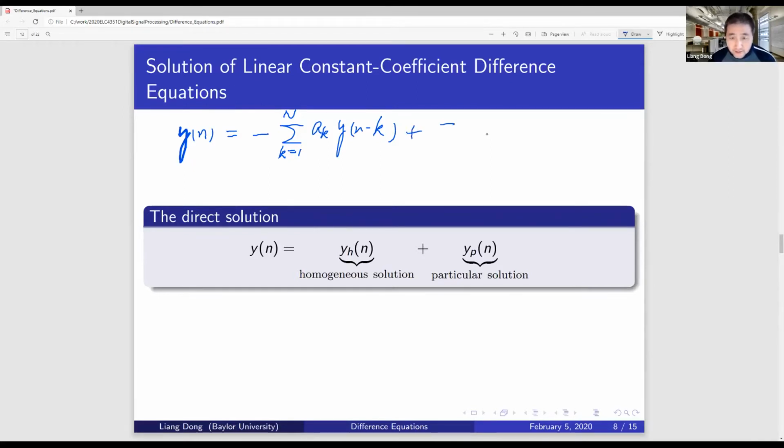And then I have another sum of the x, which is the input: the sum from k equals 0 to M of b_k x[n minus k]. Now this is the Nth order system because we have N feedbacks from y. So the goal of the problem is we want to find an explicit expression for y[n].